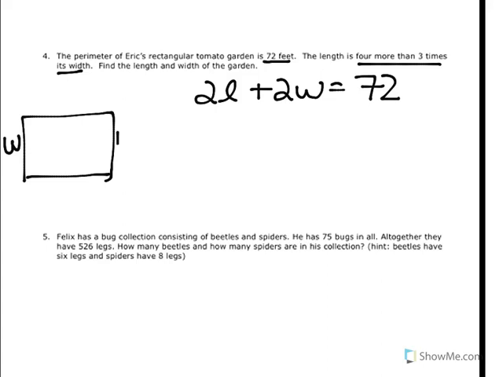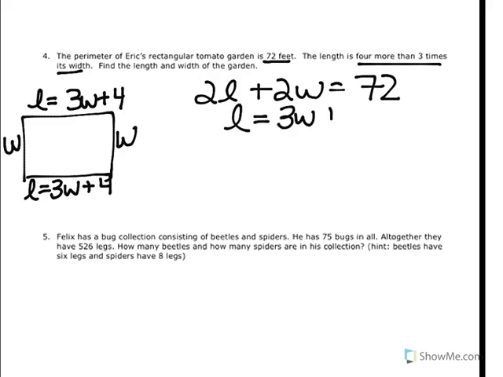So the width has to be W, and the length is going to be 3 times the width plus 4. So that's 4 more than 3 times the width. And we'll do that on both of these. Now, I want you to just look at this rectangle here. Well, actually, let's go ahead and write our equation. L equals 3W plus 4.